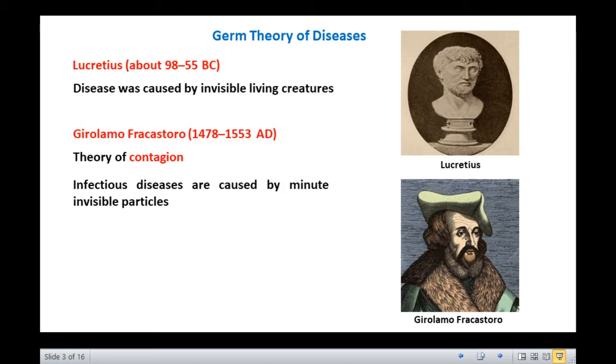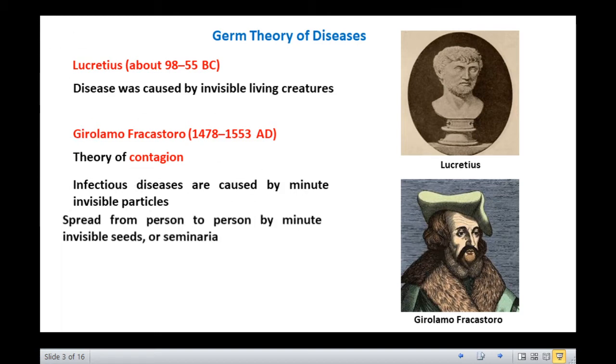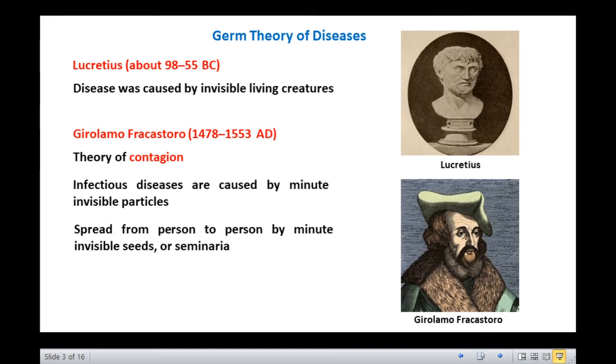According to him, infectious diseases spread from person to person by minute invisible seeds or seminaria that are self-replicating and act on the humors of the body, that is blood, yellow bile, black bile and phlegm, to cause disease. His theories were ahead of their time, and it took more than 200 years for the microscope to be invented and his theories to be proved.